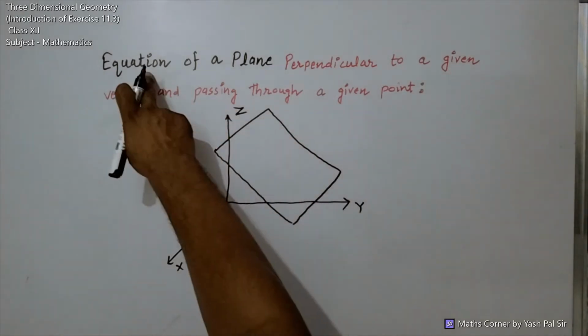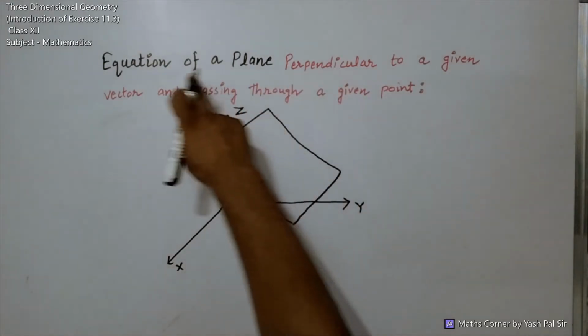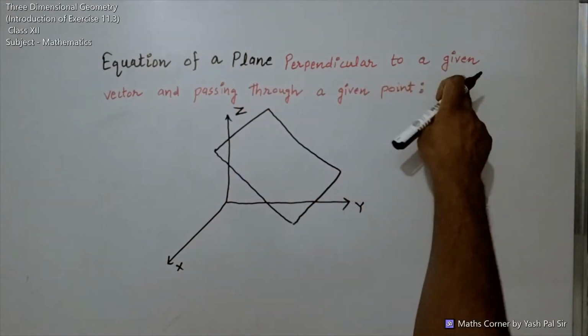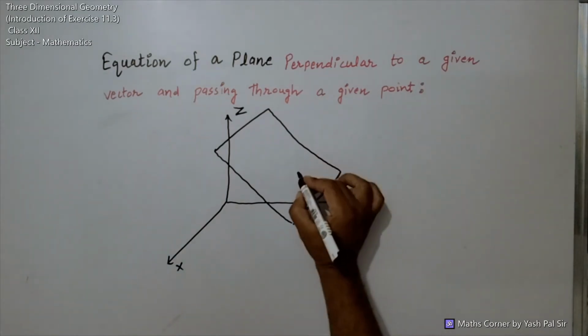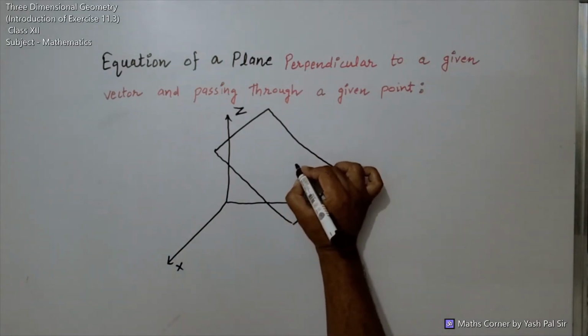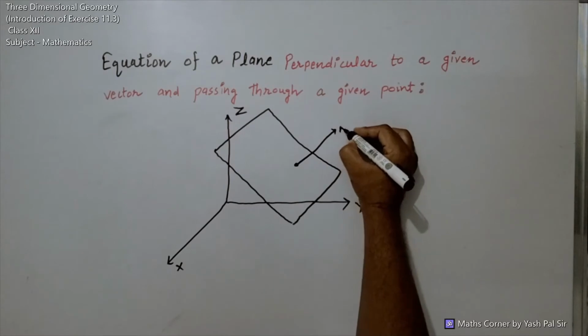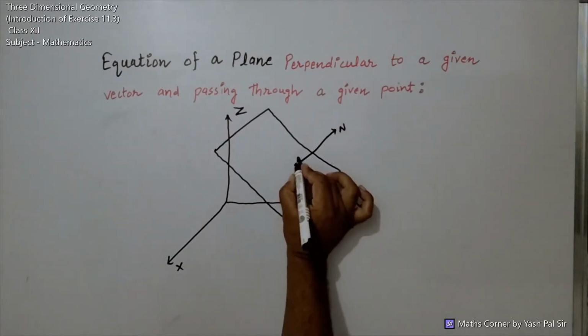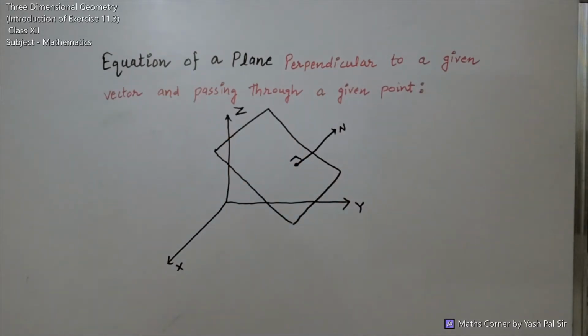Now this plane, what is the characteristic of this plane? Equation of a plane perpendicular to a given vector. Suppose here on this plane we have any normal. Any normal means this is making a 90-degree angle with the plane.